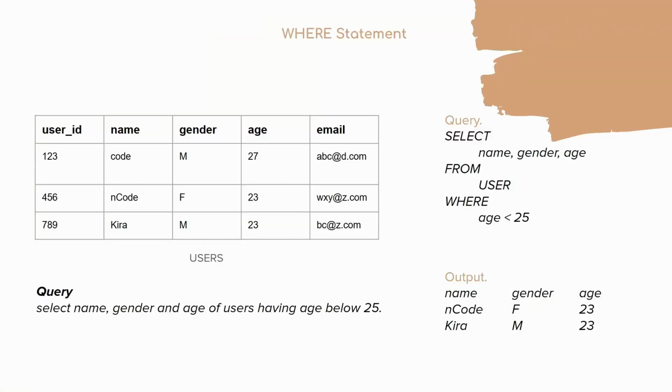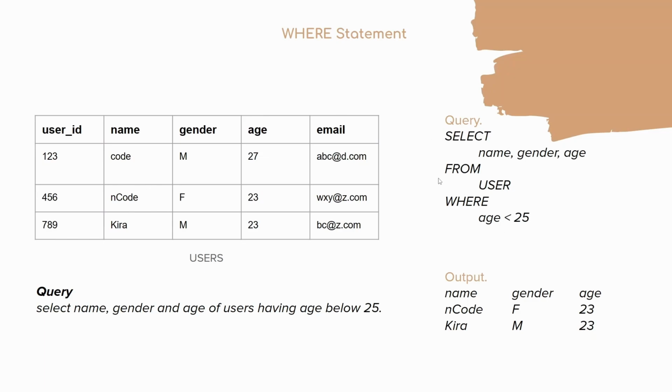So as you can see, in previous lectures we have studied the where statement and how you write one, right? So you write your select statement, and then if you have any condition, just like here, that we have to select name, gender, and age of users having age below 25, right? So this is one condition. So how do you apply a condition using the where statement?